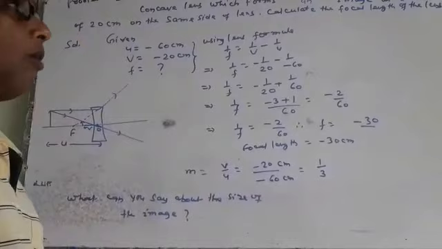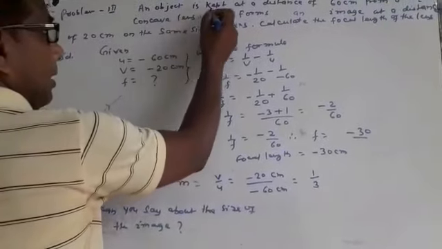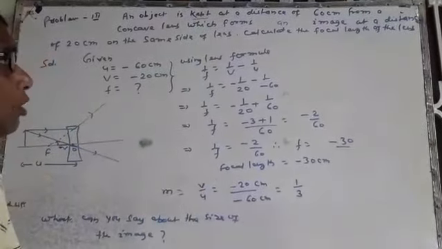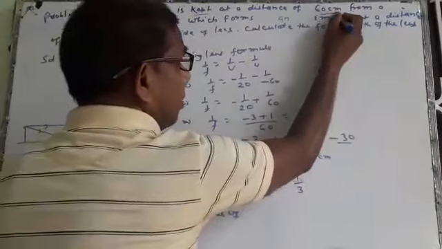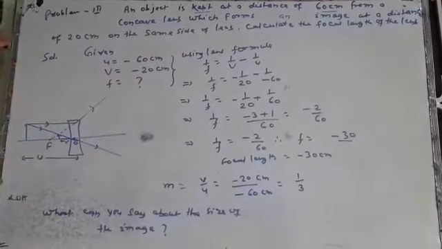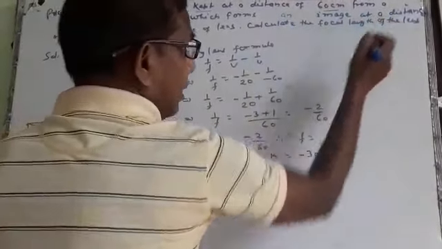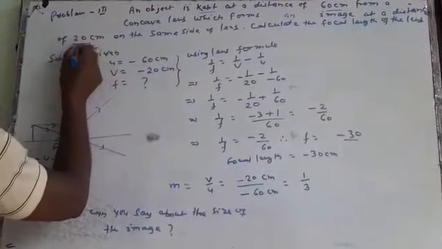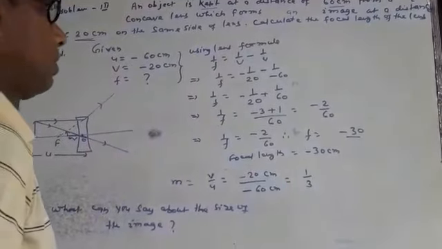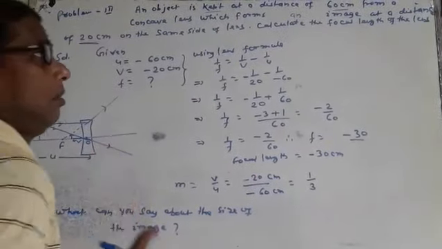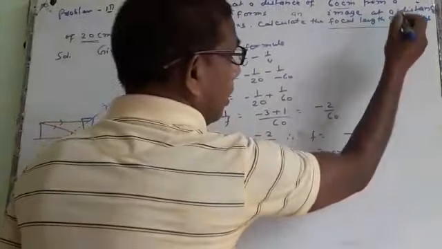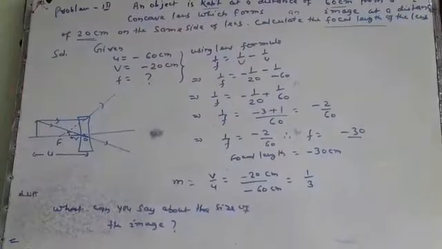First of all, see the problem. An object is kept at a distance of 60 cm from a concave lens which forms an image at a distance of 20 cm on the same side of the lens. Calculate the focal length of the lens.